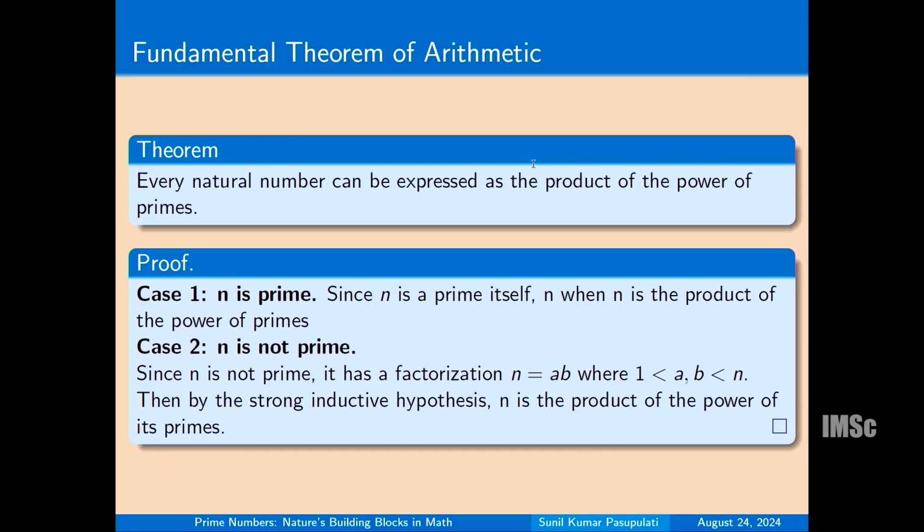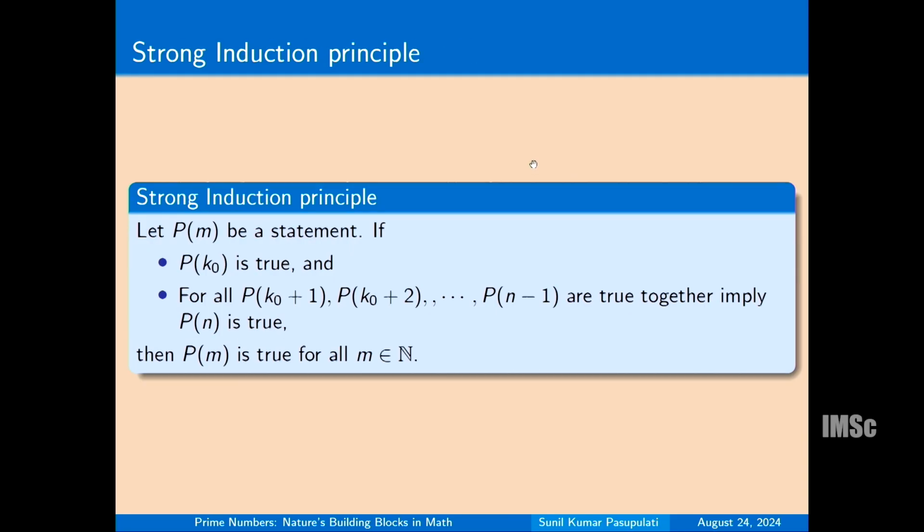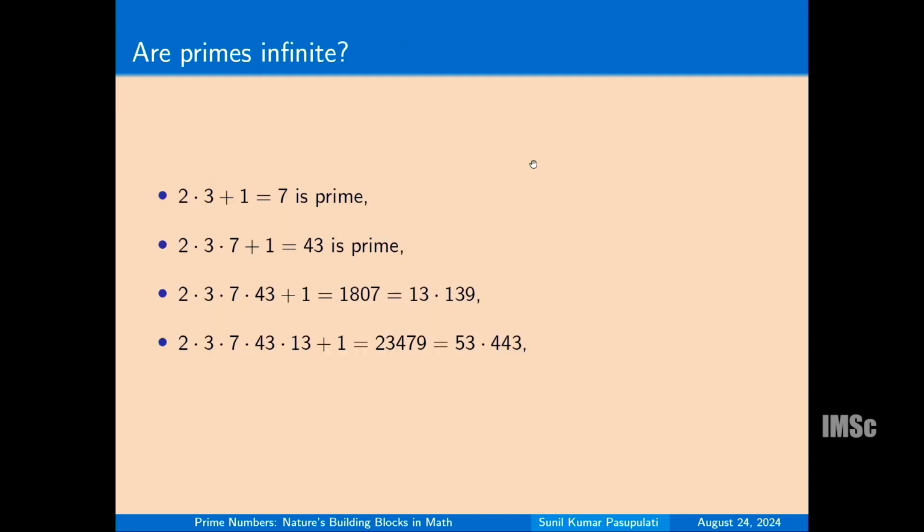So now I use the strong induction hypothesis. I assume that a and b can each be written as a product of primes. Therefore, n also is a product of primes. Then by induction it will be true. That's all. Okay. So now the question is, are the primes infinite?